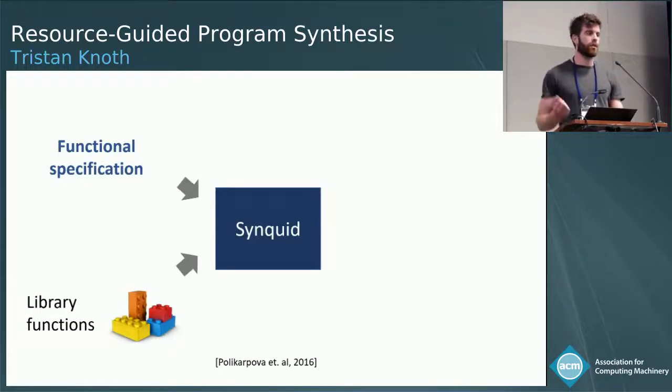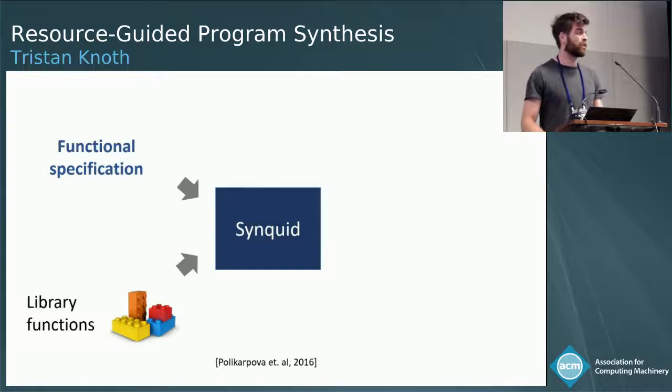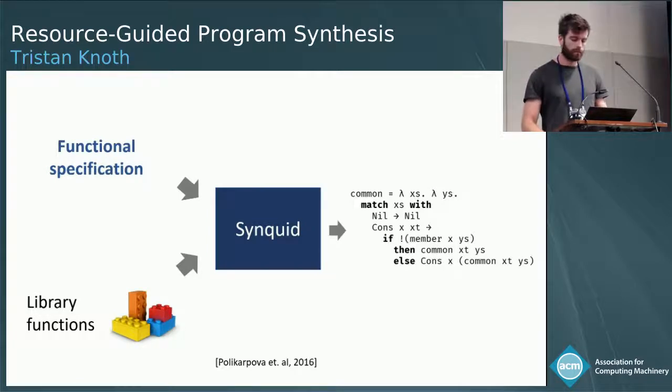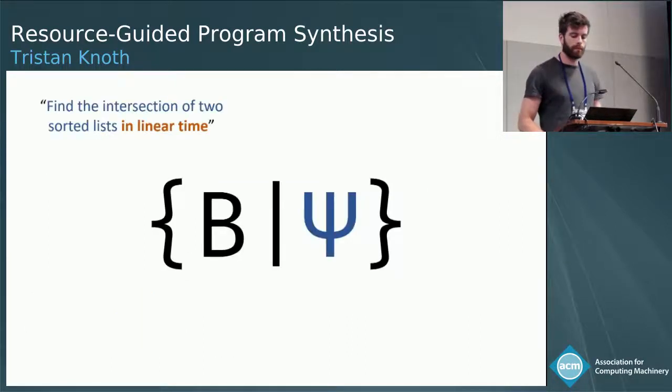So Synquid will generate code from a type signature like this. We also need to give it a set of components. It's basically going to be enumerating candidate programs, and we need to give it a set of library functions so that it actually can build programs. But once we've done that, Synquid will generate the slow recursive implementation I showed you earlier. So now let's talk about how we're going to extend these kinds of specifications with information about resource consumption.